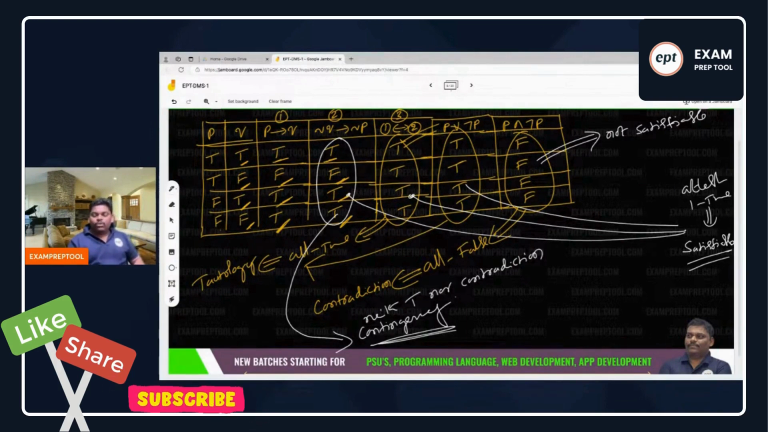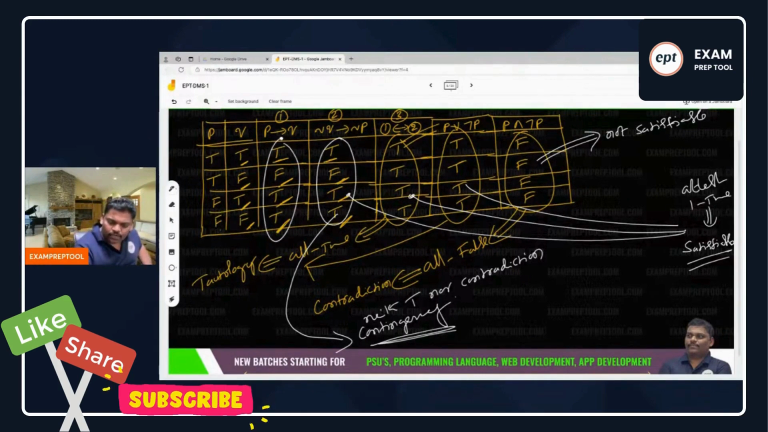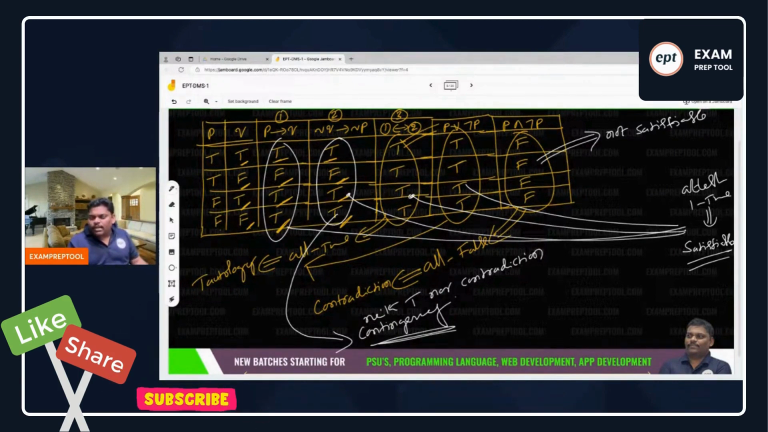In the given truth table, if there is at least one true, then the truth table is satisfiable. Contradiction is not satisfiable. Contingency is satisfiable. Tautology is satisfiable. See, this is also satisfiable because there is at least one true there. Take care, all the keywords.